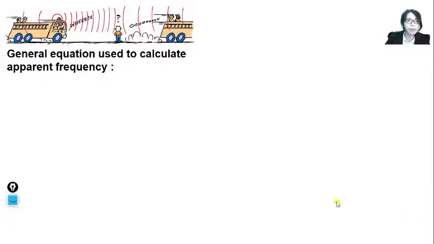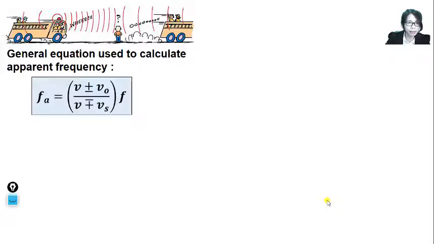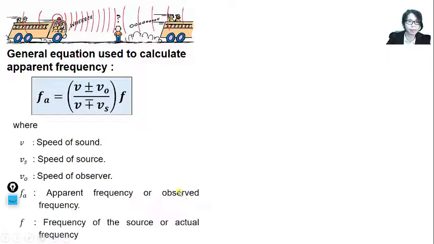So, the general equation we use to calculate apparent frequency is given by Fa equals, in brackets, V plus or minus Vo, over V minus or plus Vs, multiplied by F. V refers to the speed of the sound. Vs refers to the speed of our source. Vo refers to the speed of the observer. Fa refers to the apparent frequency or observed frequency. It means the frequency that we hear.